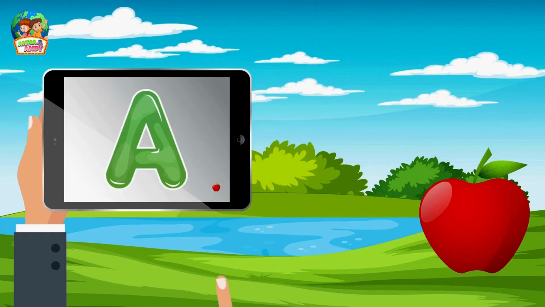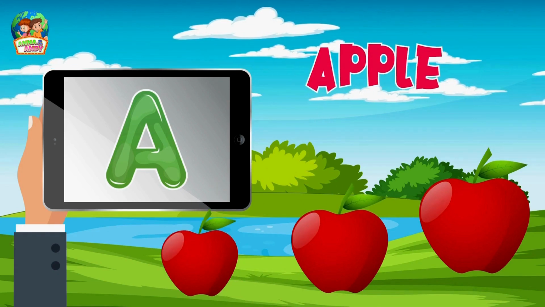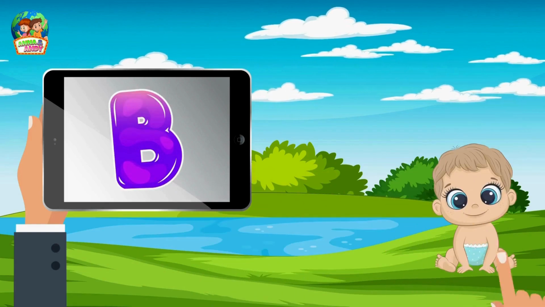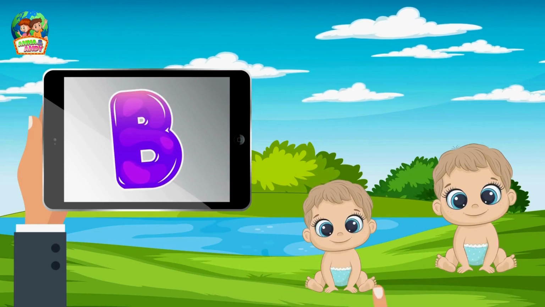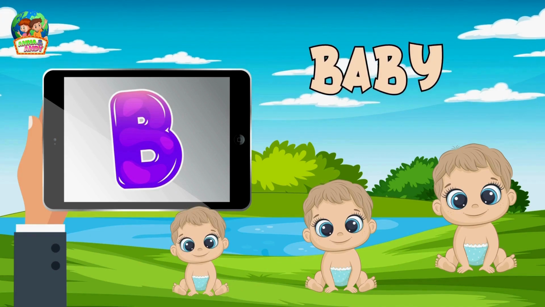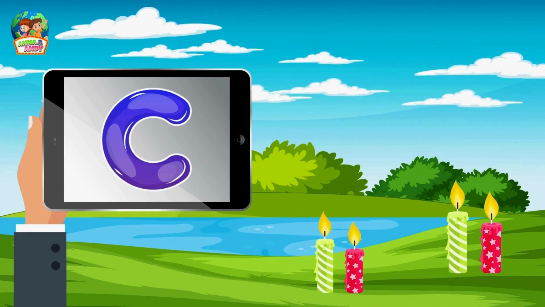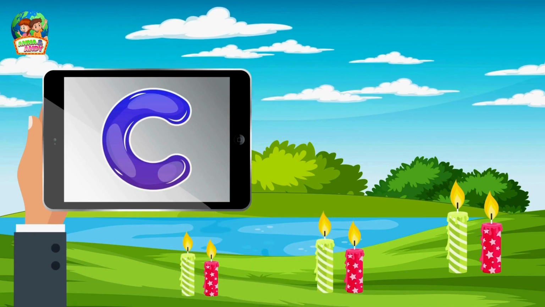A is for apple. B is for baby. C is for candle.